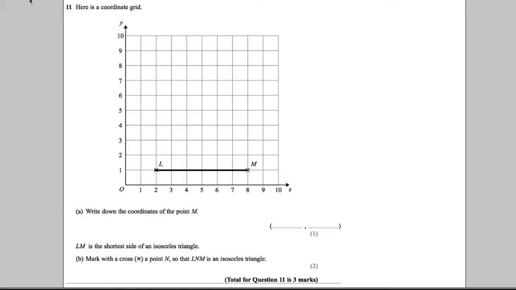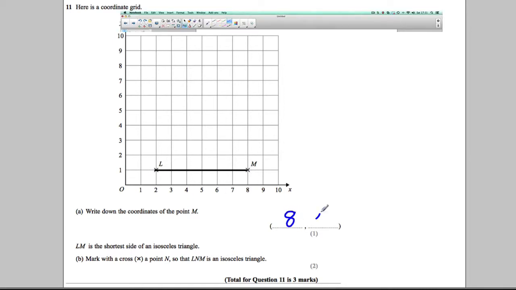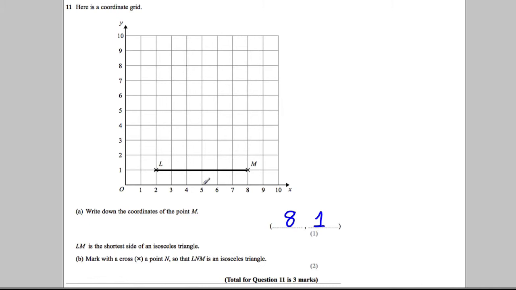Okay, question 11. Here is a coordinate grid. Write down the coordinates of point M. So M is 8 across, 1 up. We would just simply write 8, 1. Remember, you always go along the corridor before up the stairs. 8 across, 1 up, 8, 1.